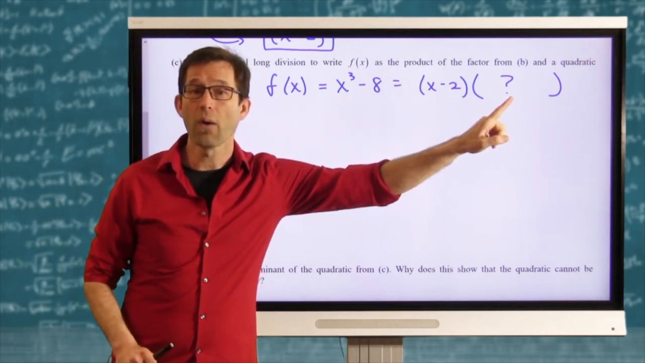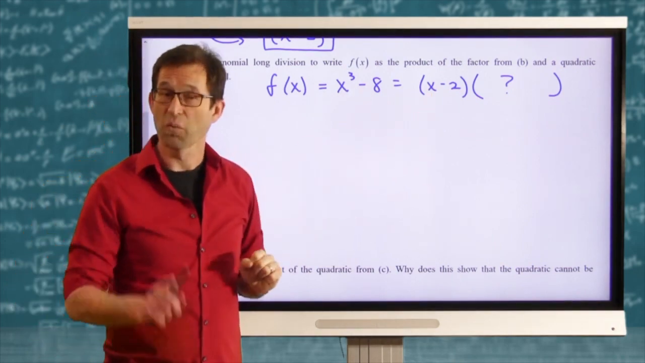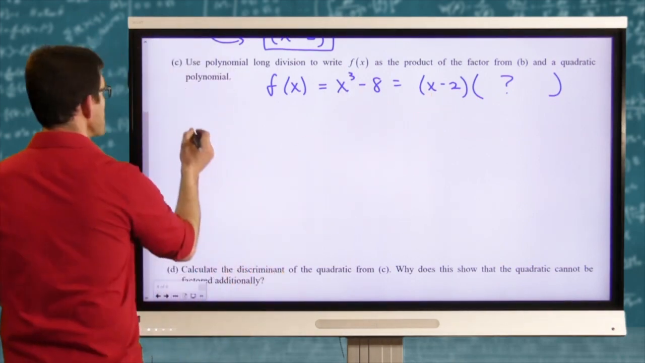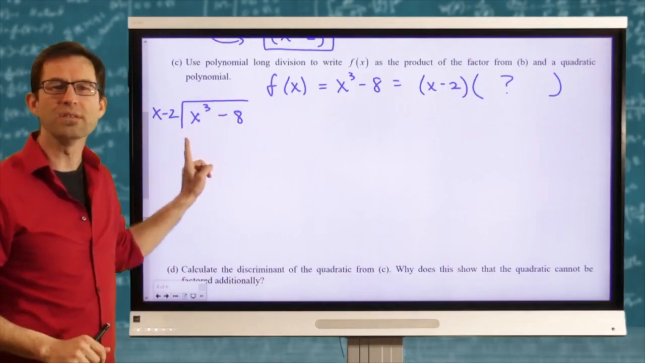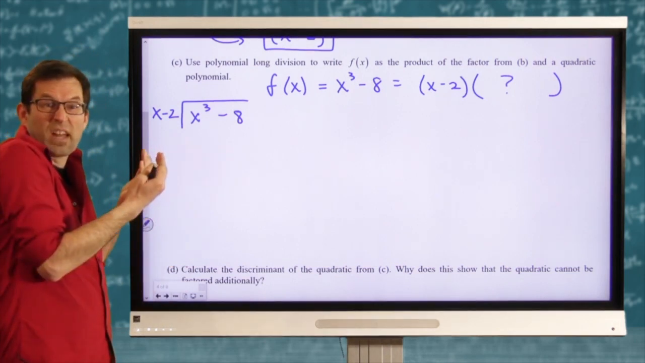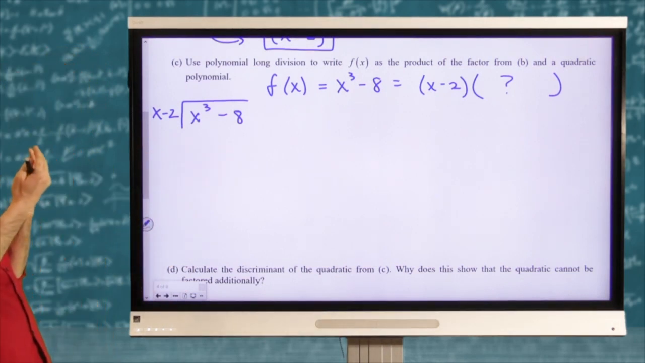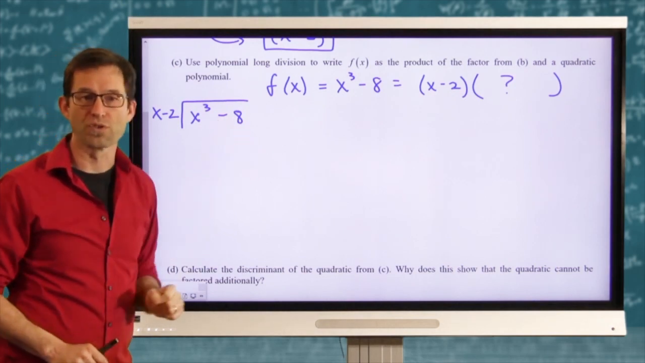Well, in order to figure out what that factor is, we need to divide this by this. And we're going to do it using polynomial long division. Now remember, that would kind of look like this. All right? But doing this is just a little bit dangerous, because I'm lacking an x squared term and an x to the first term here.